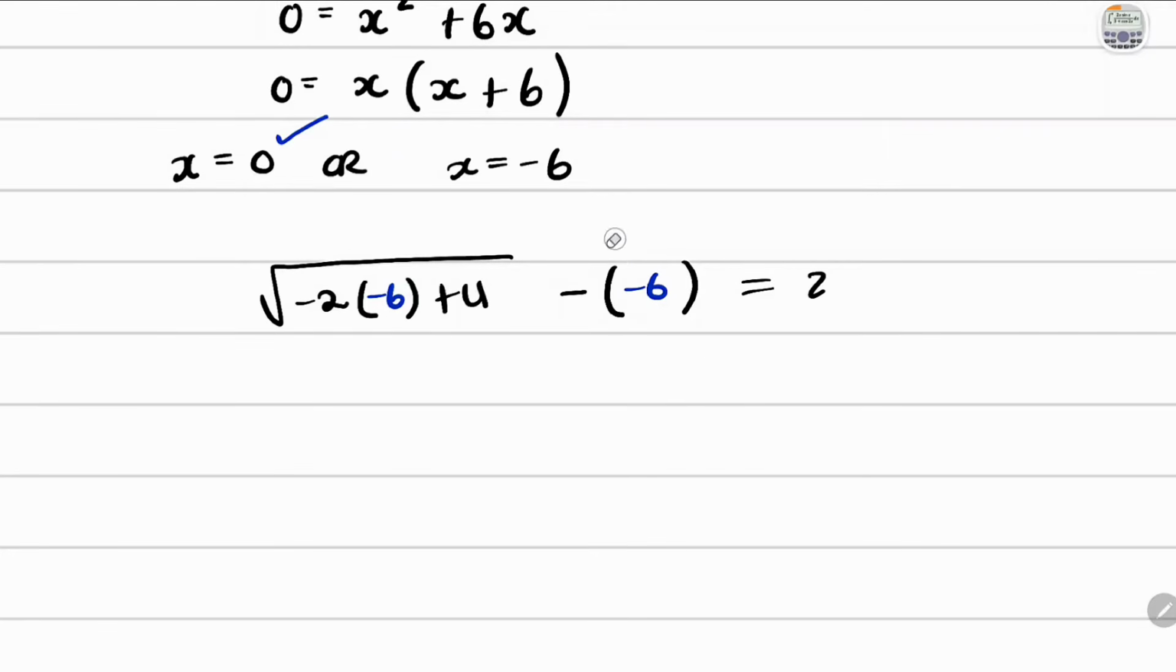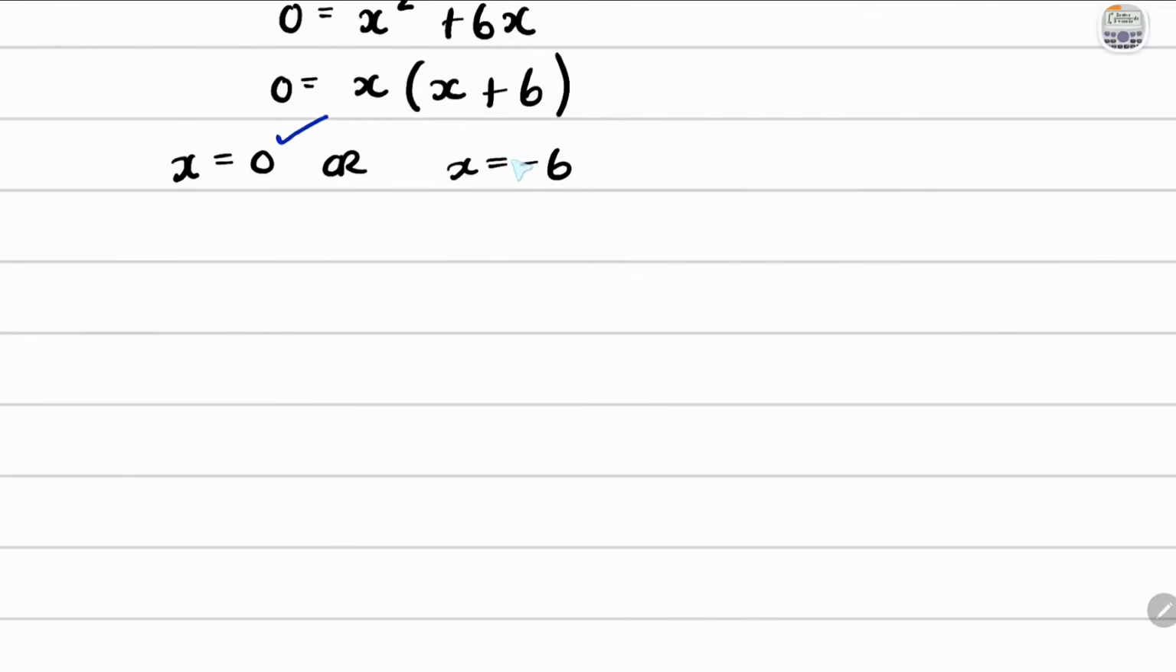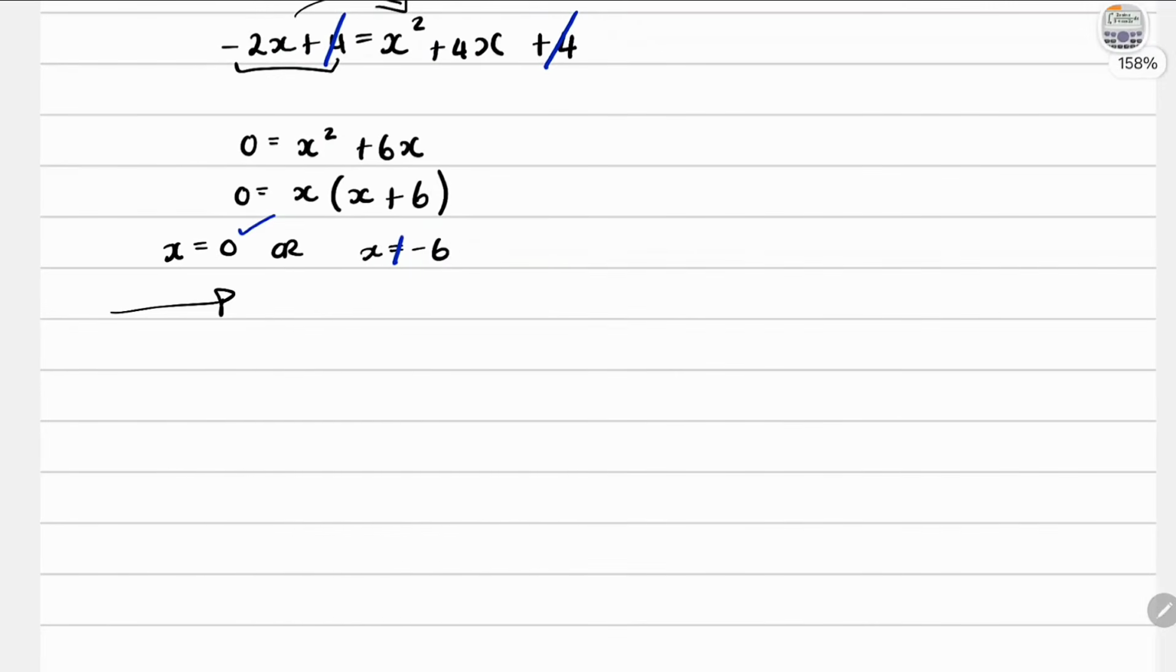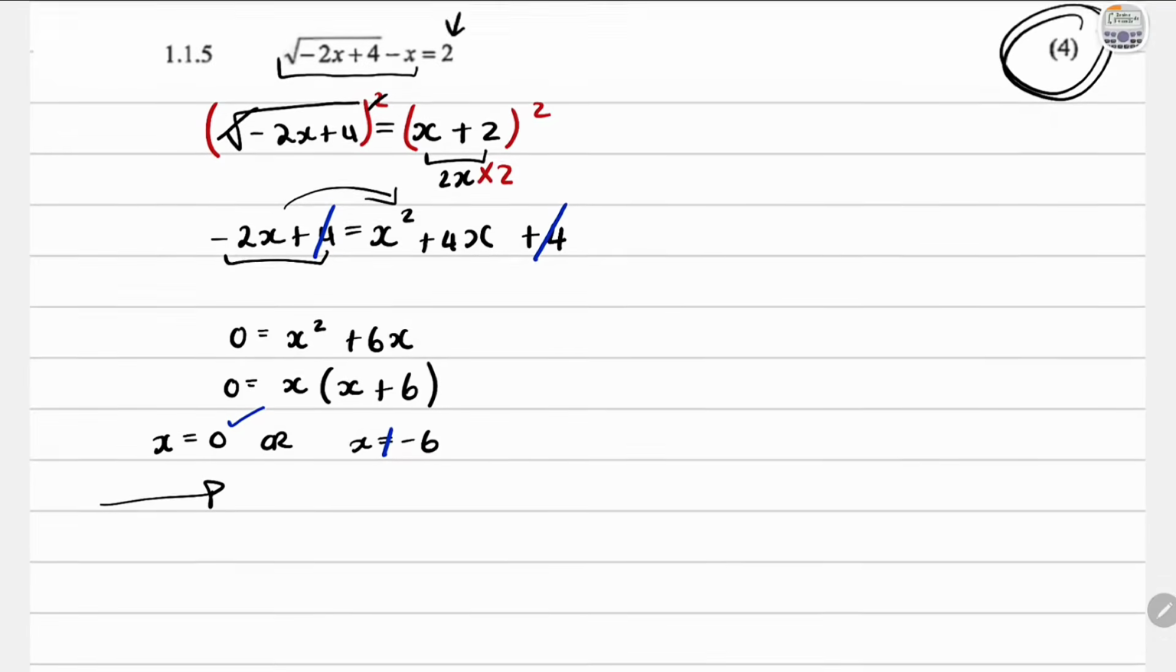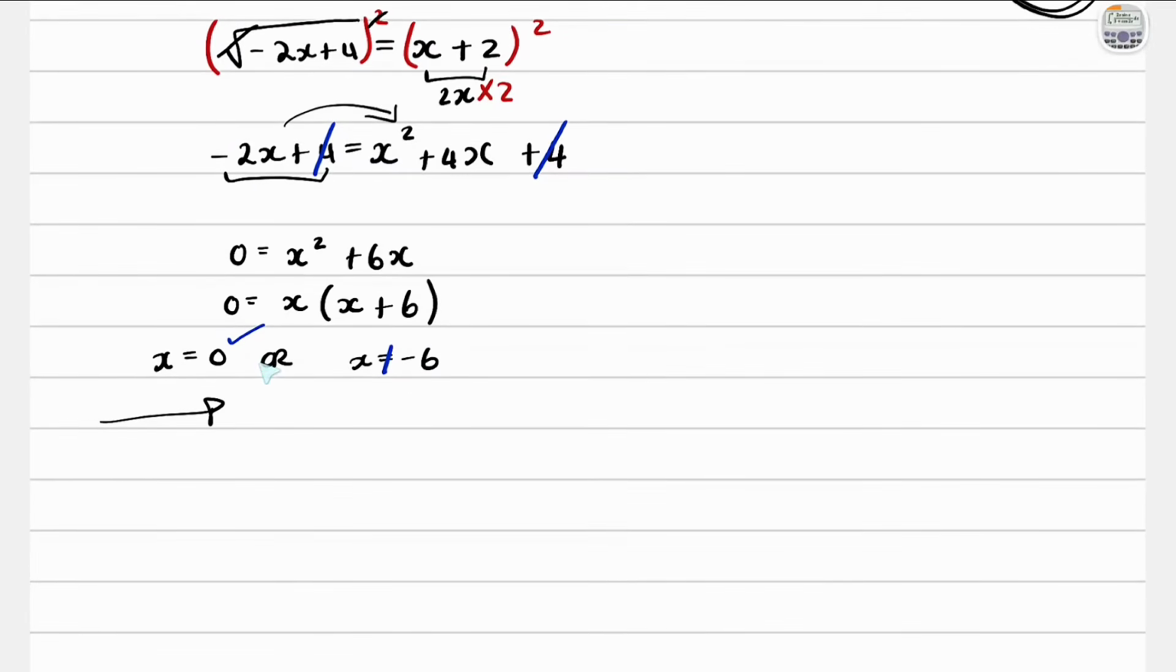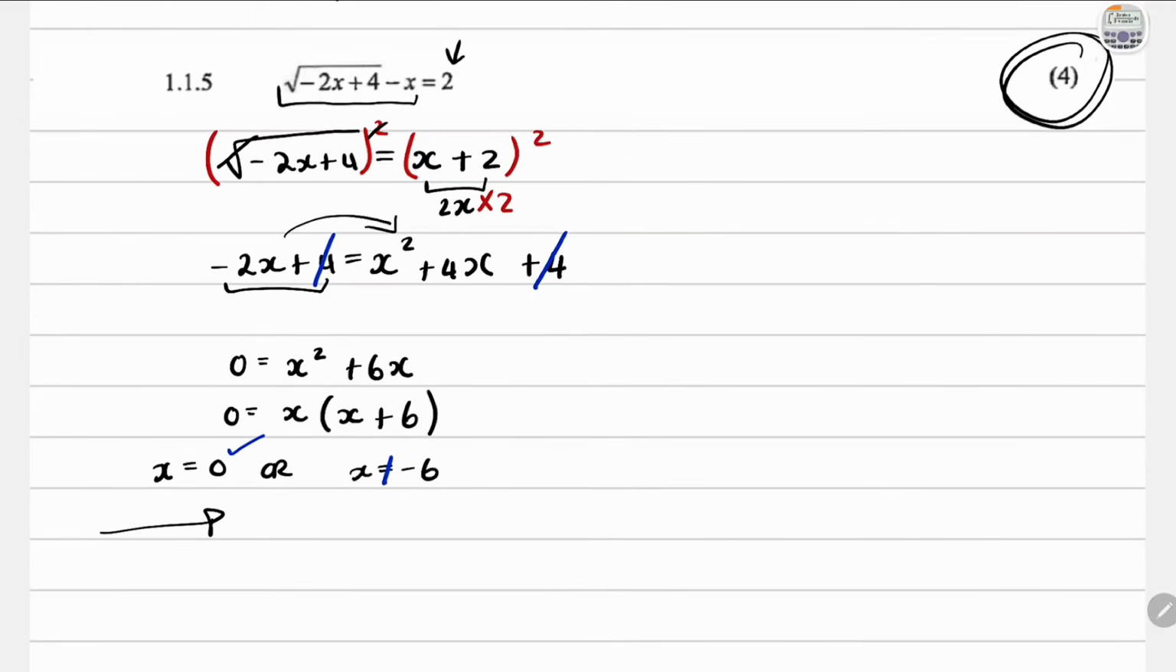So because the left and the right hand side does not balance, it means that x is not equal to negative 6, but x is equal to 0. Okay, so that is it for 1.1.5. X is equal to 0 is our answer. Moving on to the next question.